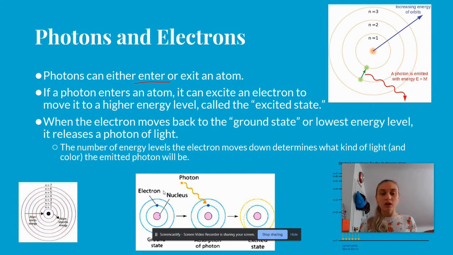Okay, but the whole point of this slide is just to tell you that when you are getting excited, photons are entering the atom. When you're going down from being excited, so when you're going back to the ground state, that's when your energy is released, okay? That's when energy exits the atom, okay?